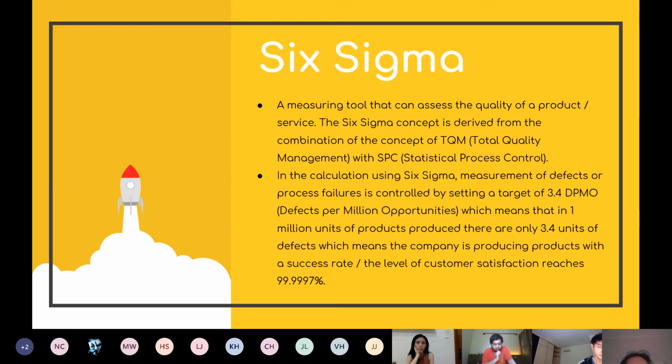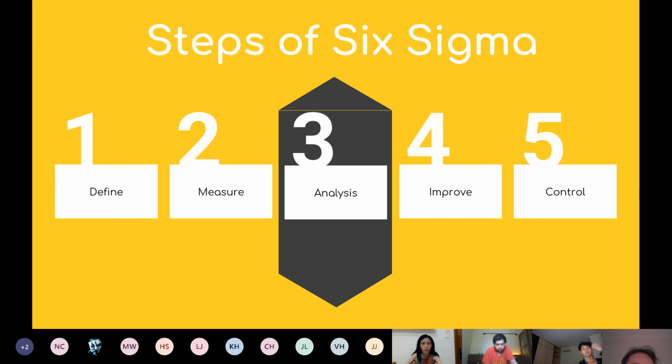Next. So, Six Sigma plan. Six Sigma is a measuring tool that can assess the quality of a product or service. The Six Sigma concept is derived from the combination of the concept of total quality management with SPC, statistical process control. So there are 5 steps to use the Six Sigma problem solving, known as the DMAIC method.